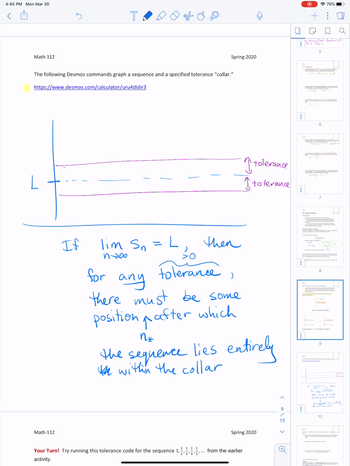Right. And so the sequence can do whatever it wants to outside of the collar, so I'm just going to plot some points here. It can do whatever it wants in the initial part of the sequence, but eventually all of the terms must stay within the collar. If there was some collar where the sequence would always pop out of the collar, then the sequence would not converge.